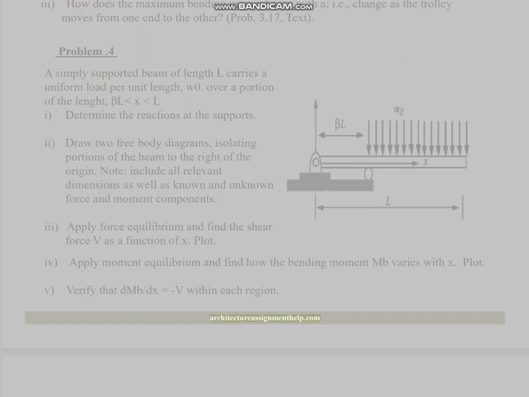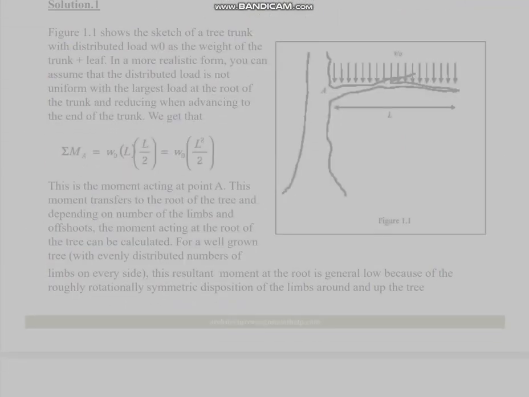Solution point 1. Figure 1.1 shows the sketch of a tree trunk with distributed load w0 as the weight of the trunk plus leaf. In a more realistic form, you can assume that the distributed load is not uniform, with the largest load at the root of the trunk and reducing when advancing to the end of the trunk. We get that. This is the moment acting at point A.